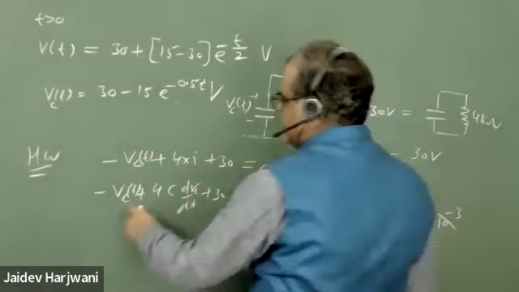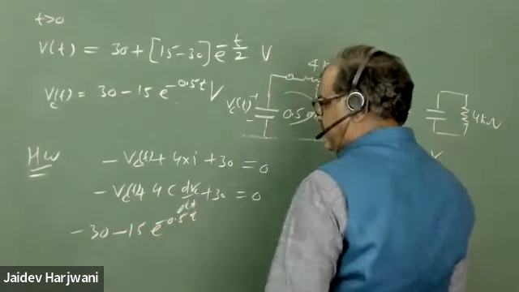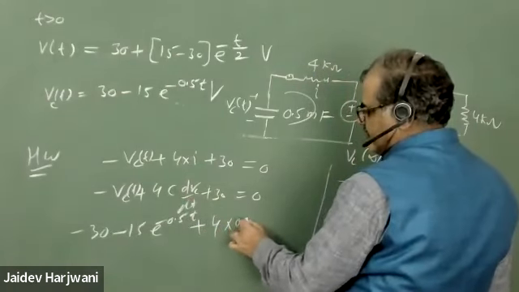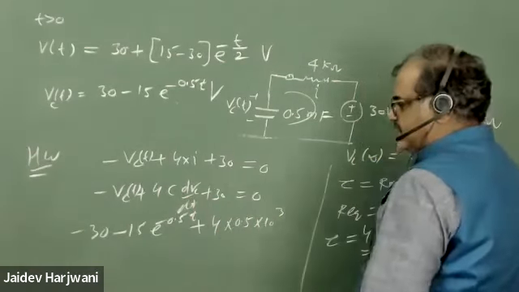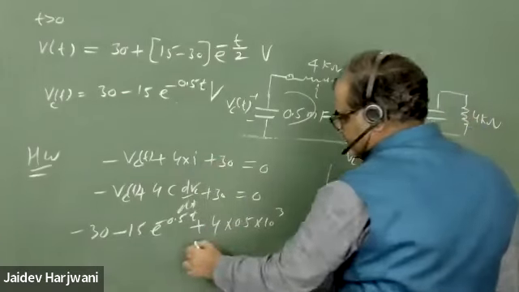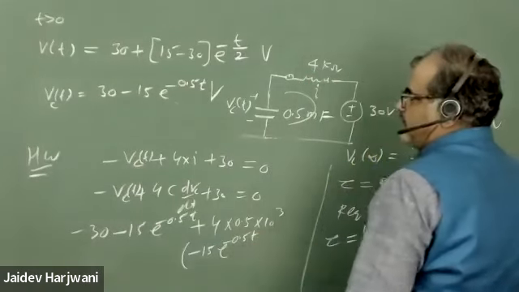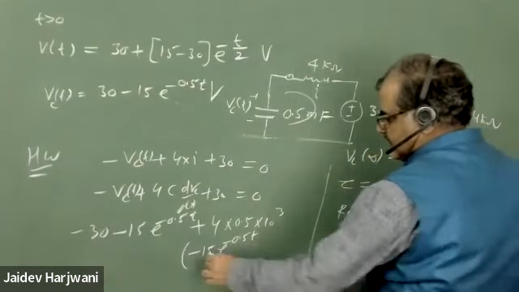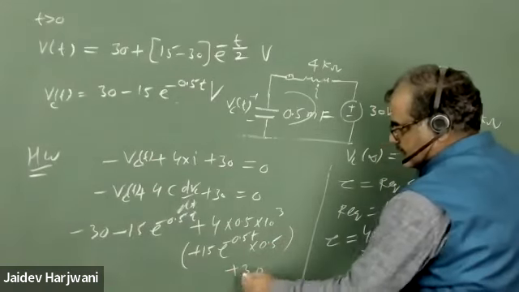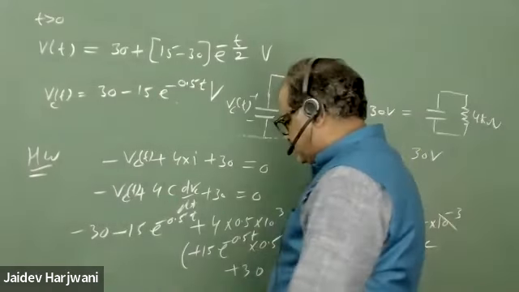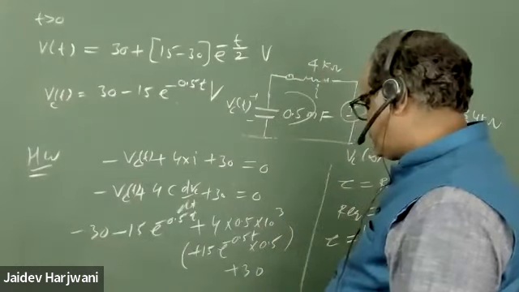So if I enter VC, this becomes minus 30, minus 15 e power minus 0.5 t, and plus 4I, 4 C, where C is 0.5 millifarad, dv by dt. Differentiate this one. If you differentiate this one, it will give you minus 15 e power minus 0.5 t, and again minus 0.5 t, plus 30. Now if you solve this one, this should come to zero. So plus 30 minus 30 will cancel.